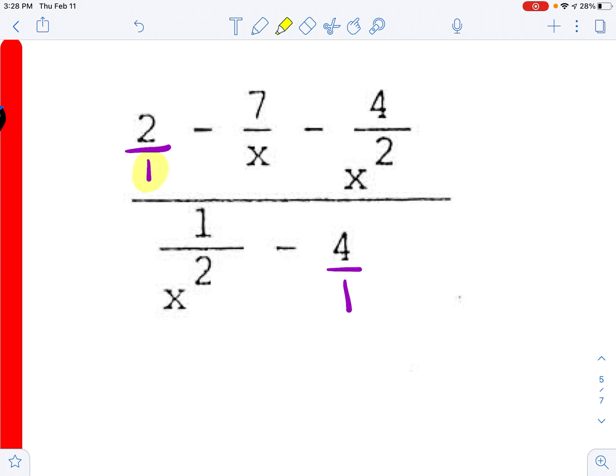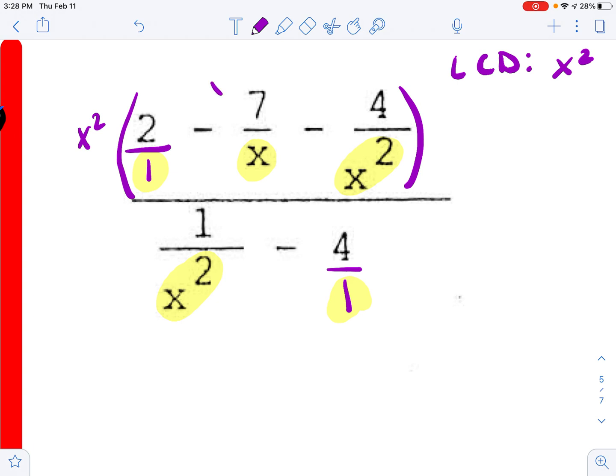So we look at all of our denominators. What is the least common denominator of everything we have there? Meaning, what is something all of these divide into? And that would be x squared, right? 1 goes into x squared, x goes into x squared, and x squared goes into x squared. So we're going to multiply the entire numerator by x squared, so that's each fraction, and the entire denominator by x squared, which is each fraction again.